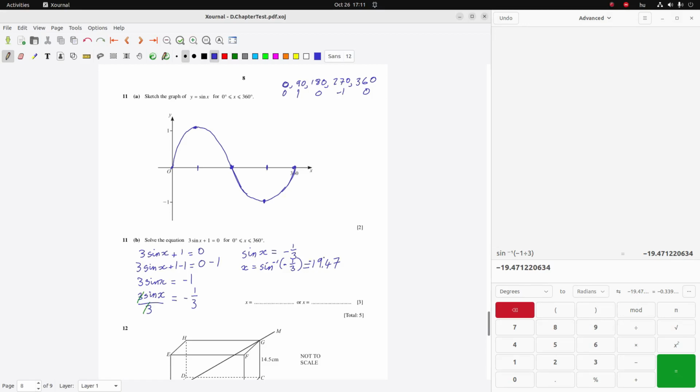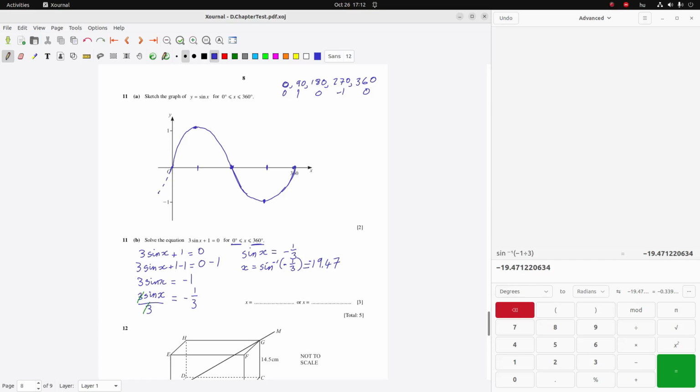I don't know what you get on your calculator, but I get -19.47, which is kind of a weird result. And we're looking for a solution to the equation from 0 to 360. So it's not even in the range of the required solutions. Not to mention that there's 2 possible solutions judging by this mark scheme. So what am I supposed to do? Well, let's have a look. Let's have a look at how the sine function looks.